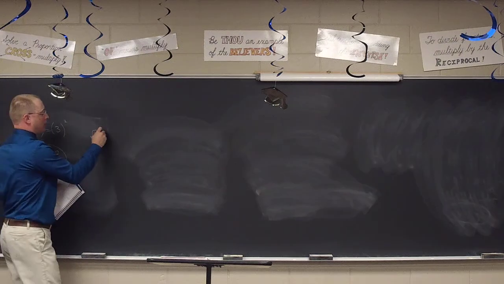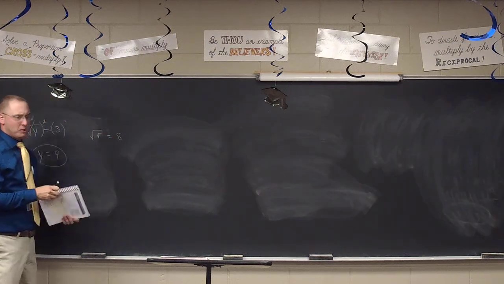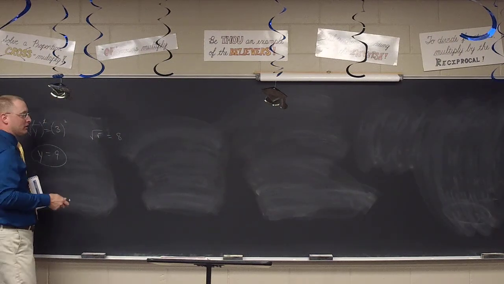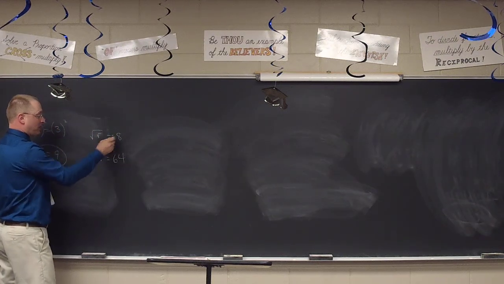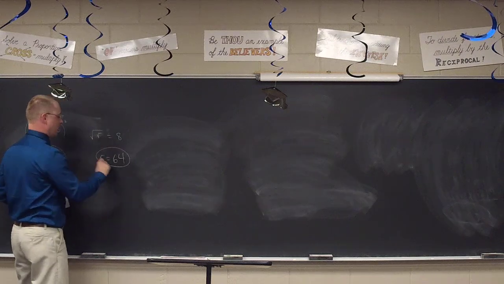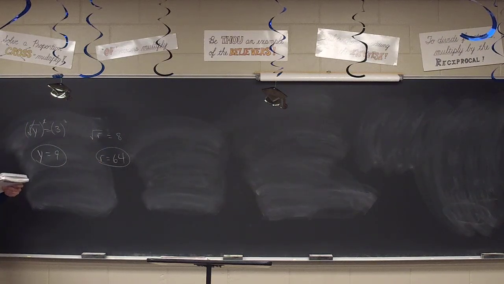On the next one, we have the square root of r equals 8. Well, when I square both sides, what do I get, Adam? r equals 64. And is the square root of 64 equal to 8? Yes, it checks out. How many got r equals 64 for number 4?